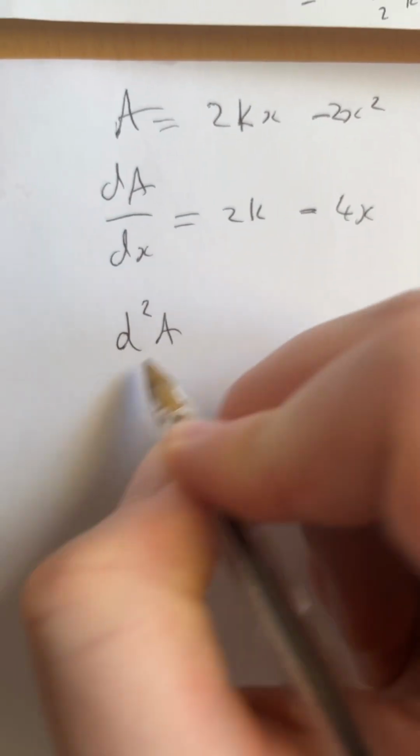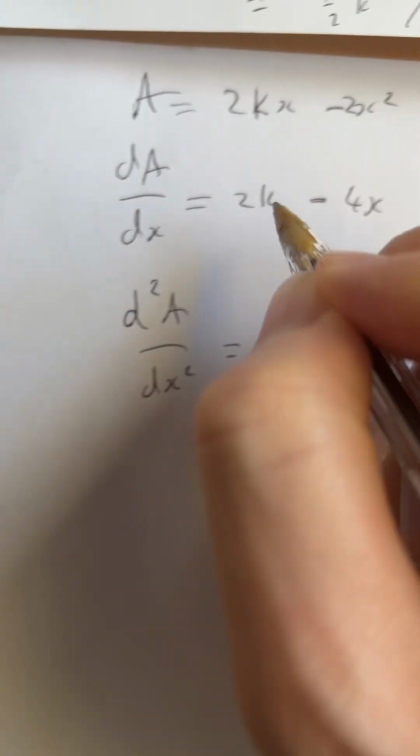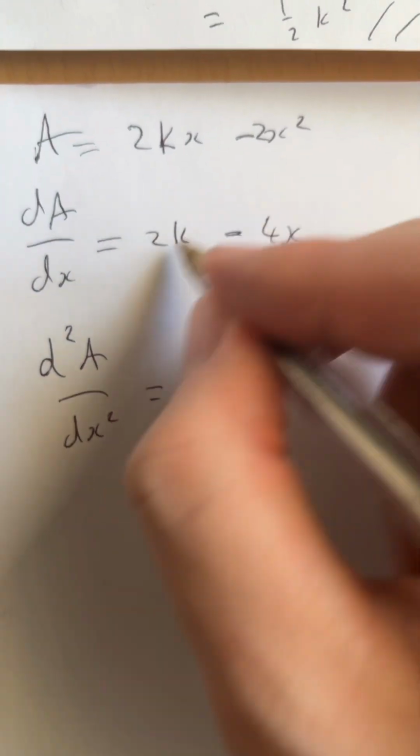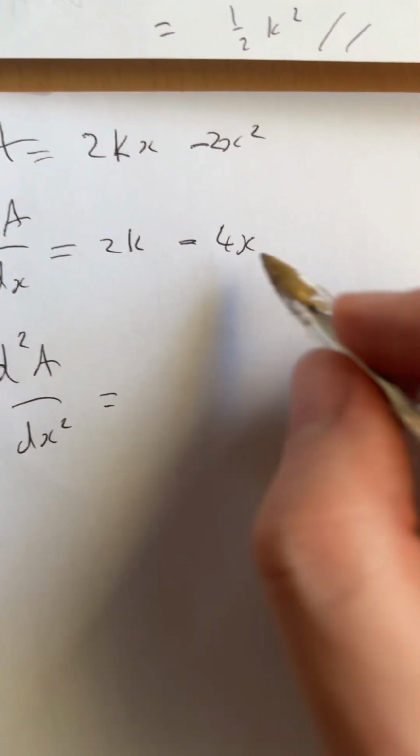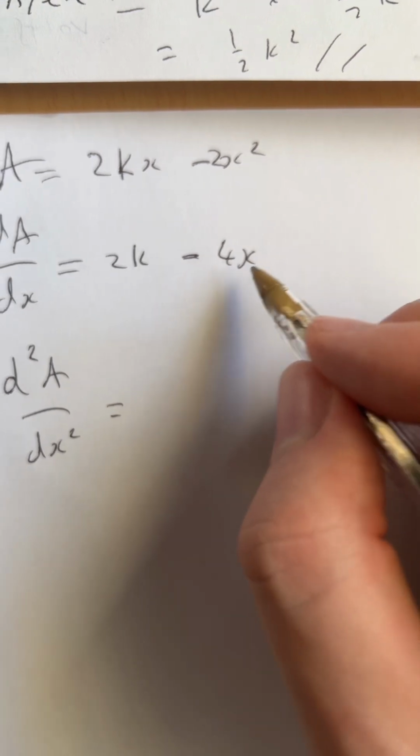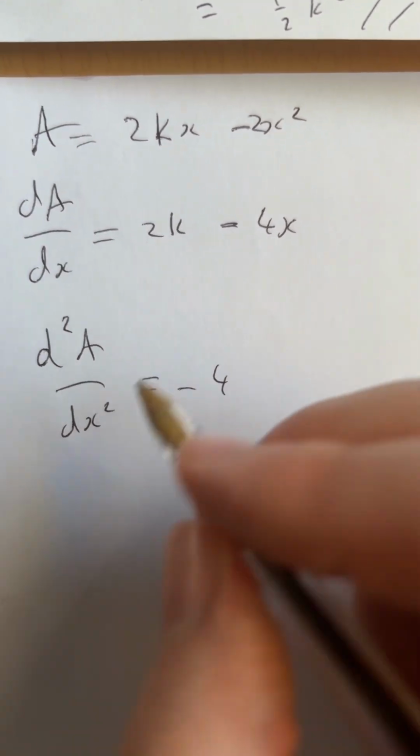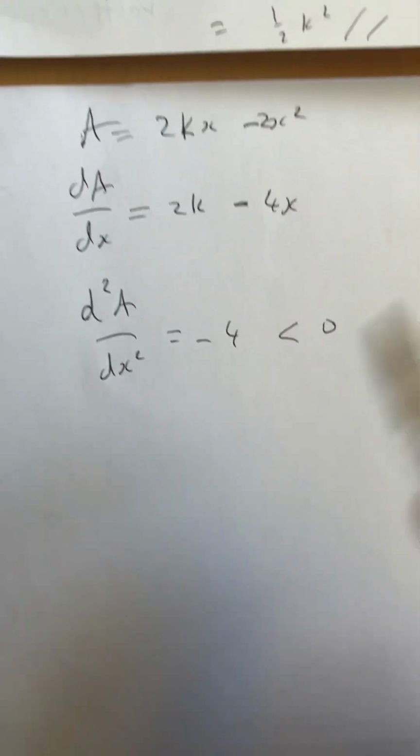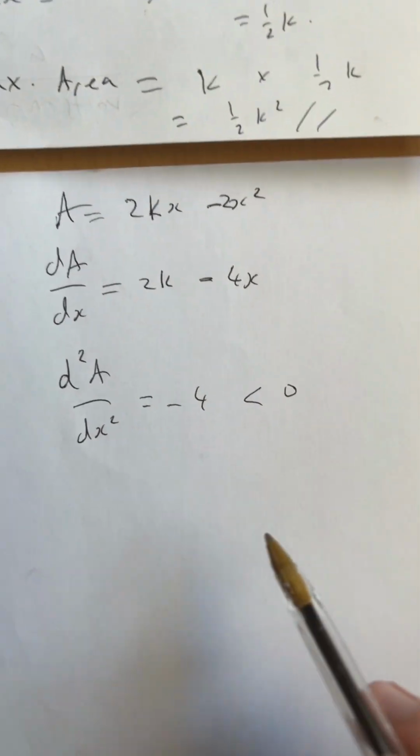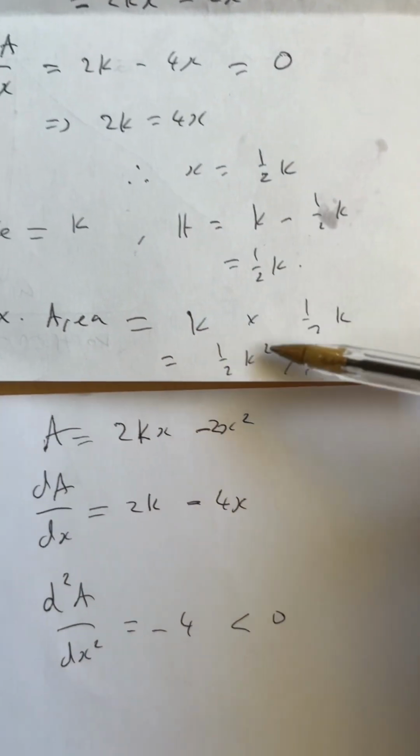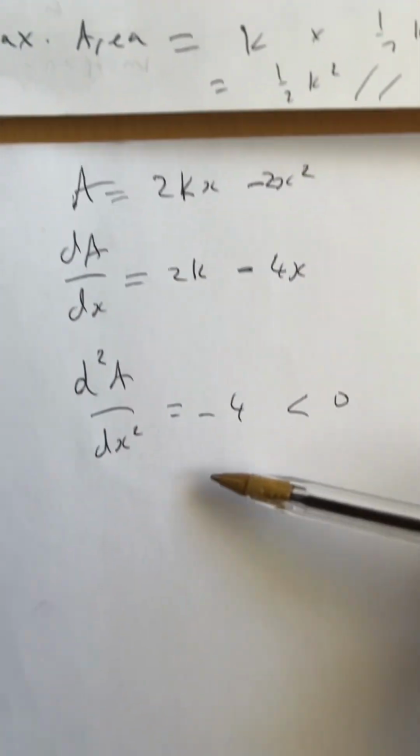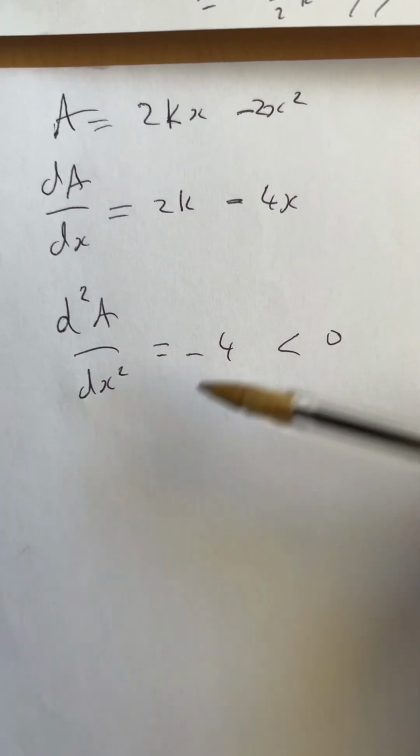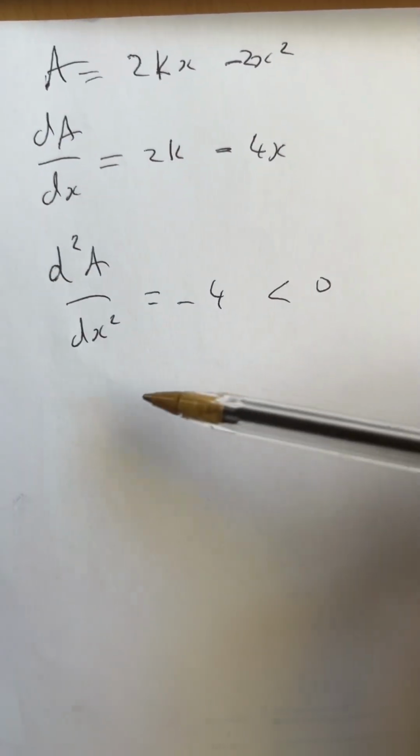If you differentiate this again, see how you get nothing here. Differentiate 2k, that's just a constant, you get 0. And then differentiate the minus 4x, you get a minus 4. So the second derivative is always negative. So therefore, if your second derivative is always negative, then obviously that is going to give us a maximum area. Because this x value, you can't really plug it in because it's already negative. So that second derivative is always negative.